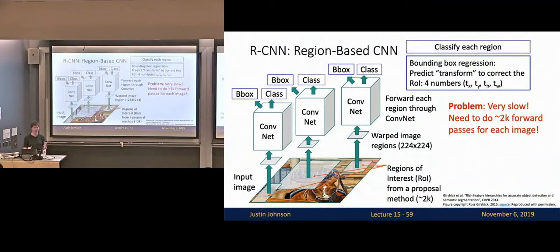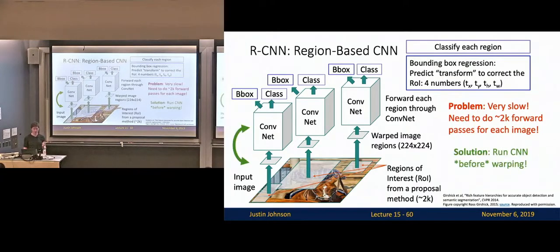For something like selective search, there's going to be like 2,000 region proposals. So that means to actually process an image for object detection, we're going to have to do like 2,000 forward passes of our CNN. That's actually pretty expensive, right? That's not going to run real time if we have to do 2,000 forward passes of our CNN for every image that we want to process. So we need to come up with some way to make this process faster.